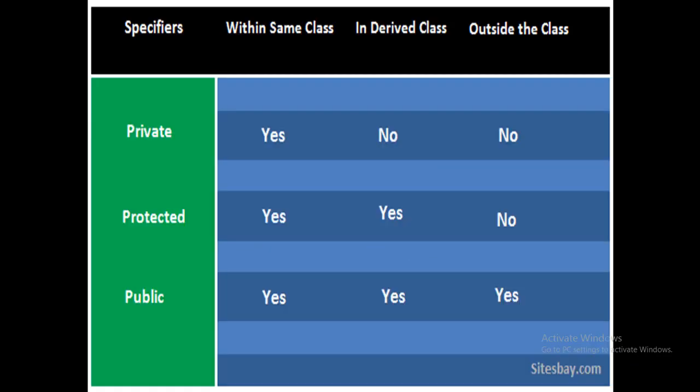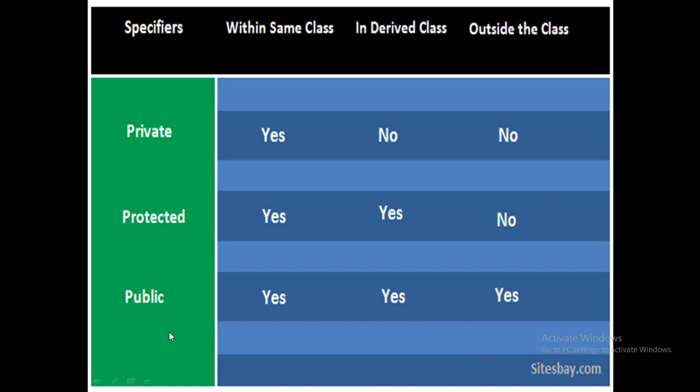So let's sum it up with a review. Here are three different columns: within the same class, in a derived class, or outside the class. Can private members be accessed within the same class? Yes. In a derived class? No. Can we access the private members outside the class? No. On the other hand, protected members within the same class? Yes. In derived classes? Yes. Obviously, protected data members are specially designed for inheritance. Outside the class? No.